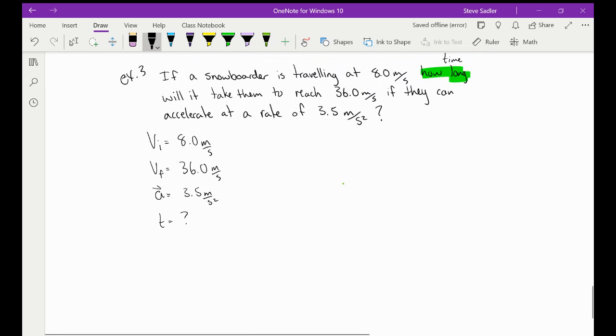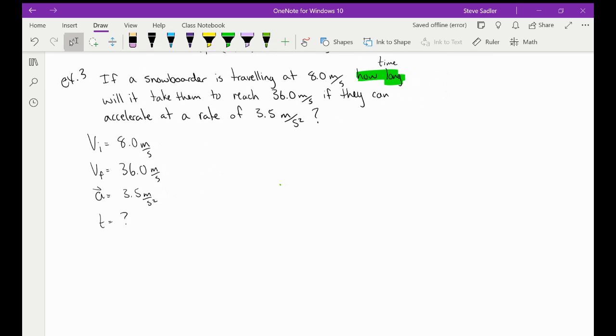We can zoom out a little bit so we can see the question. How long will it take the snowboarder to increase their speed from 8 to 36 if they accelerate at a rate of 3.5 meters per second squared? So again, we are going to use the acceleration formula. It is v final minus v initial over t. And in this case, we are trying to solve for t. We're trying to solve for time.